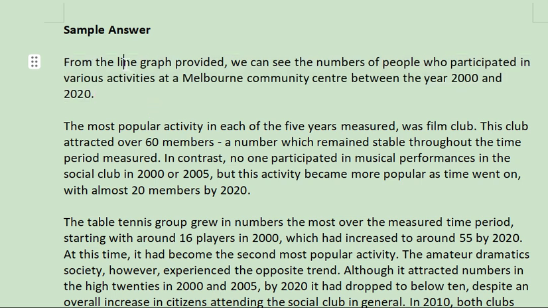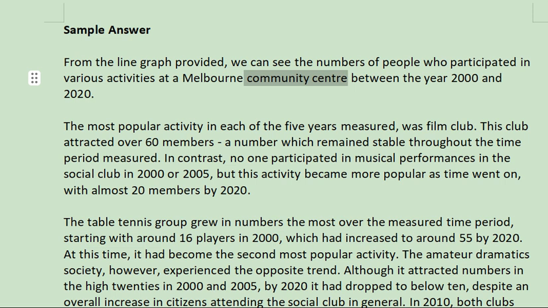Notice I have mentioned it's a line graph. That was not in the question, but added some extra information. Participants I changed to people who participated in, and instead of social center I've written community center. It's kind of the same thing.